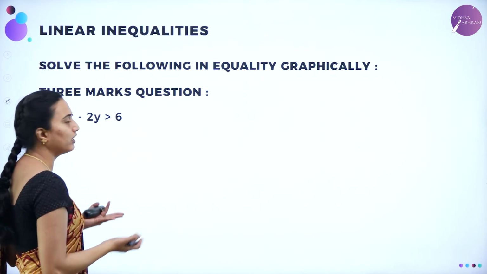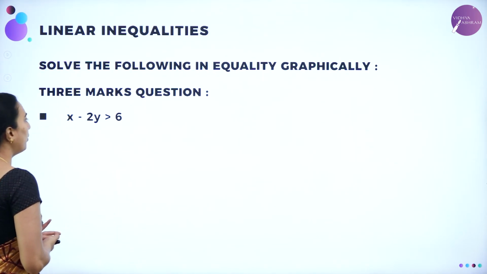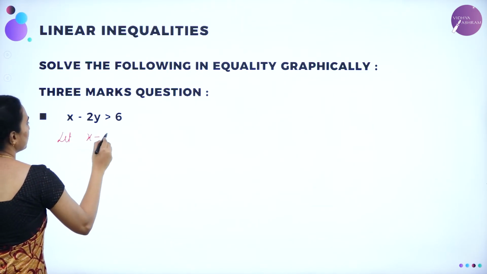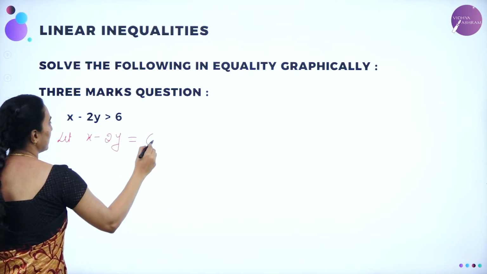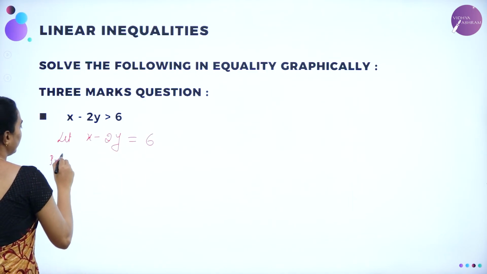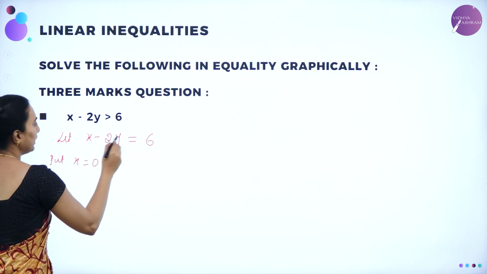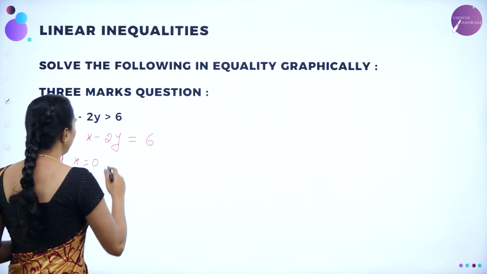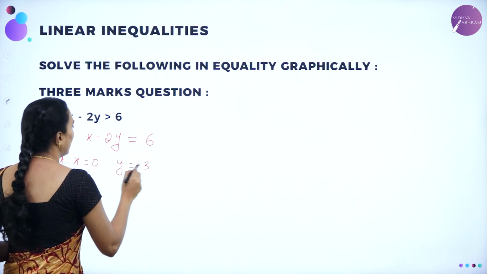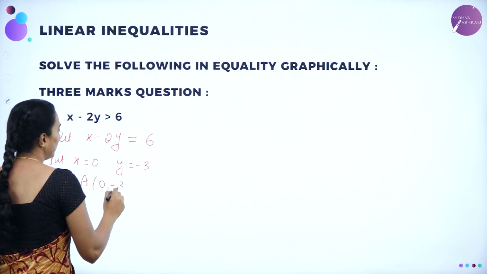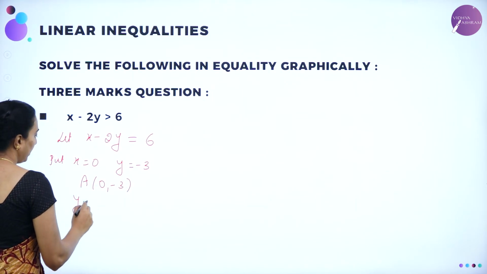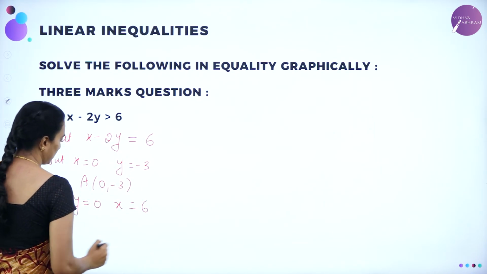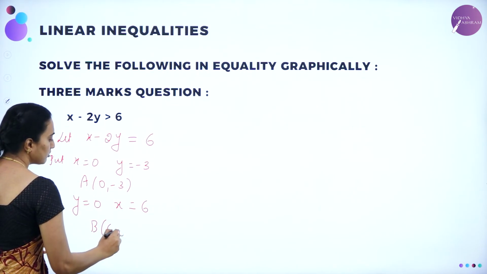What they have asked: solve the following inequality graphically. x minus 2y is greater than 6. So I'm going to take x minus 2y is equal to 6. Now put x equal to 0. If you put x equal to 0, minus 2y equal to 6, so minus 2y equals 6, minus will transfer to that side, which will become y is equal to minus 3. Now A is a point of 0, minus 3, and then we'll move on to putting y equal to 0. So x will be equal to 6. Now B is a point you are going to have 6, 0.